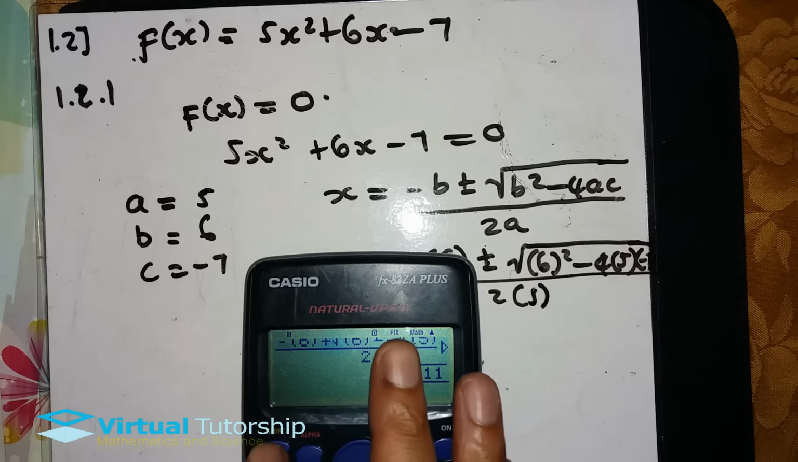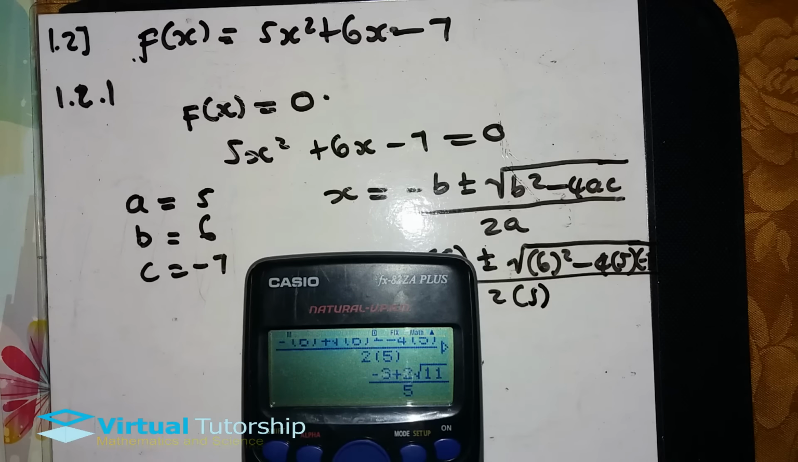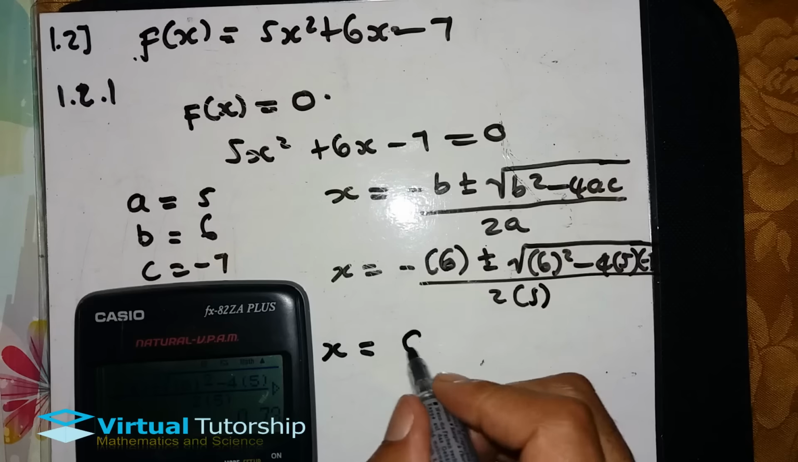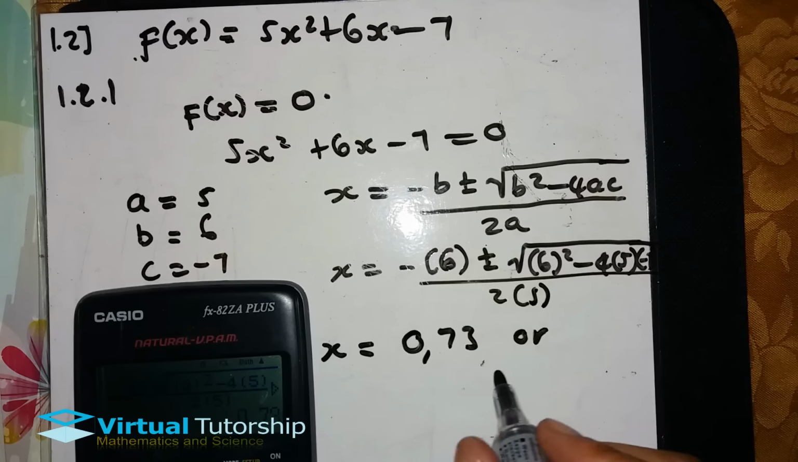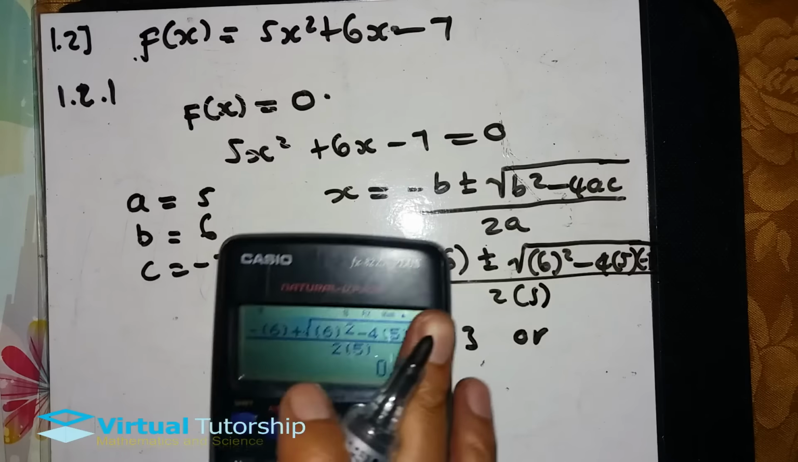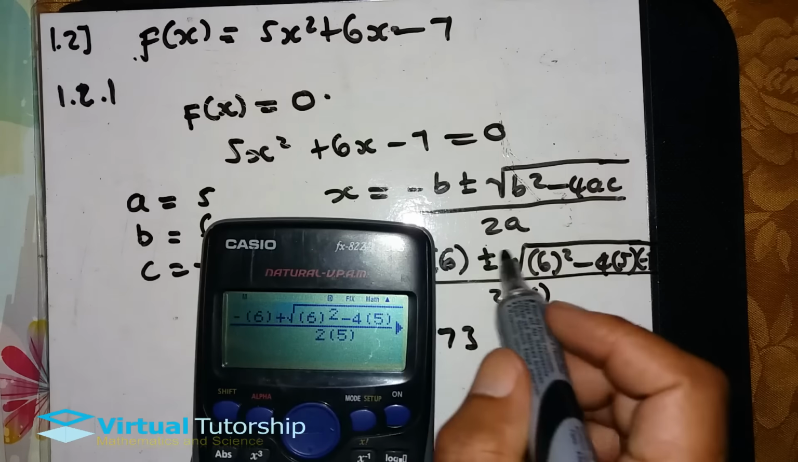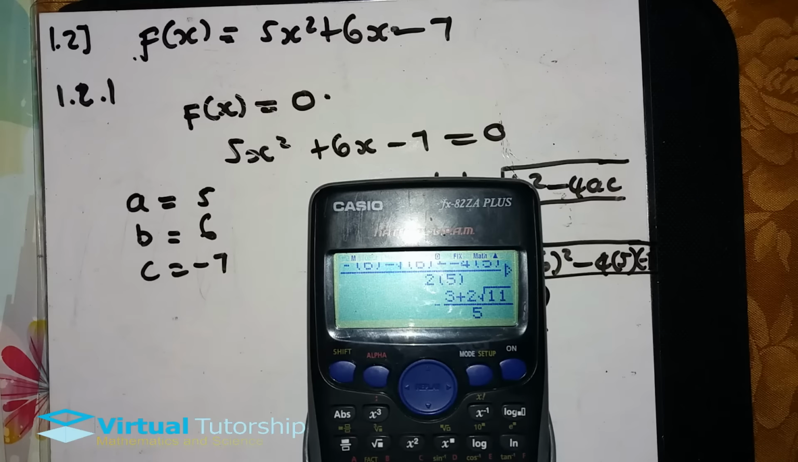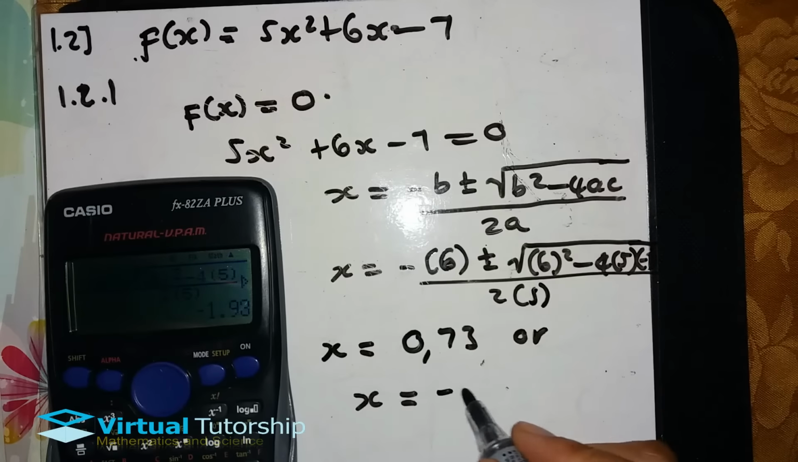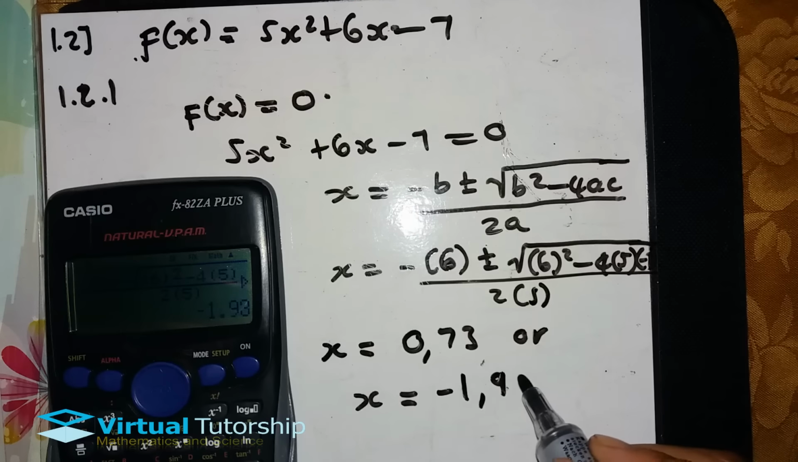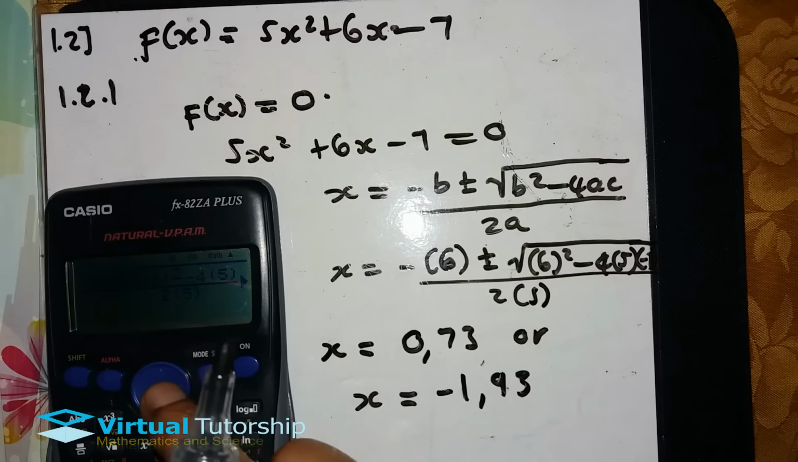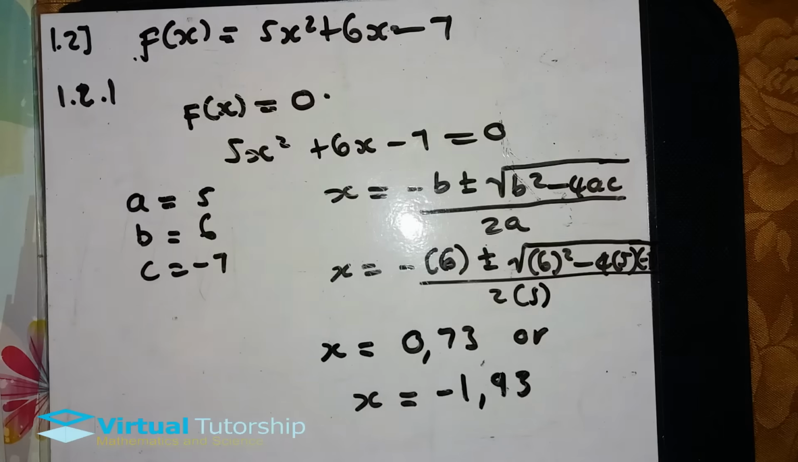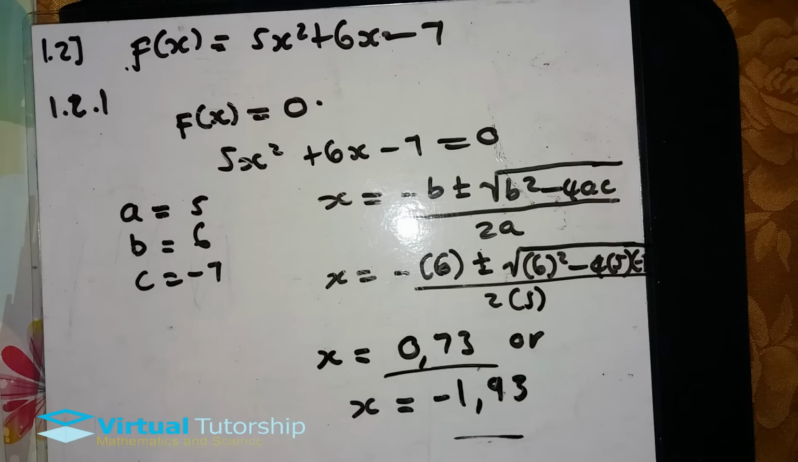So in 2 decimal places, shift in 2 decimal places, my answer is 0.73, or x is equal to, quadratic equation actually. Because of the plus or minus I will have 2 solutions. A quadratic equation has 2 solutions. So the second answer is minus 1.93. So now those are my solutions for this equation.